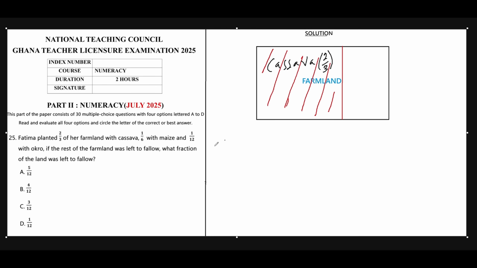Then again, 1/6 with maize. So let's also demarcate 1/6 for maize. So let's say this is 1/6.